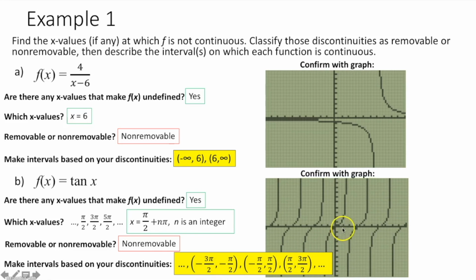Now here we have our graphing calculator. When we plug in tan x, we can see that we have vertical asymptotes at every pi over 2 plus n pi.